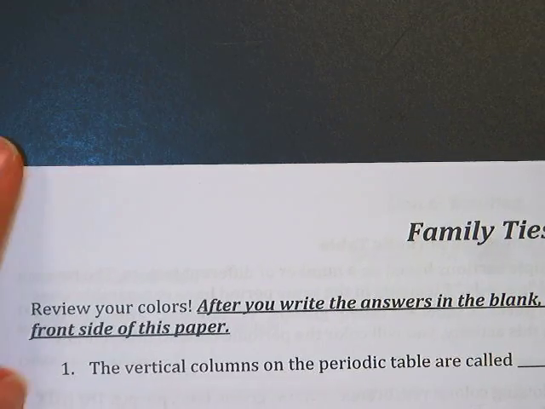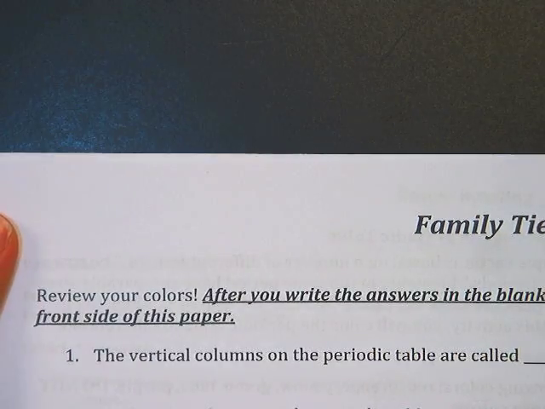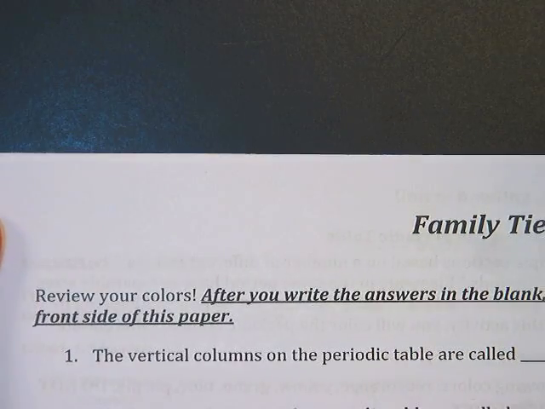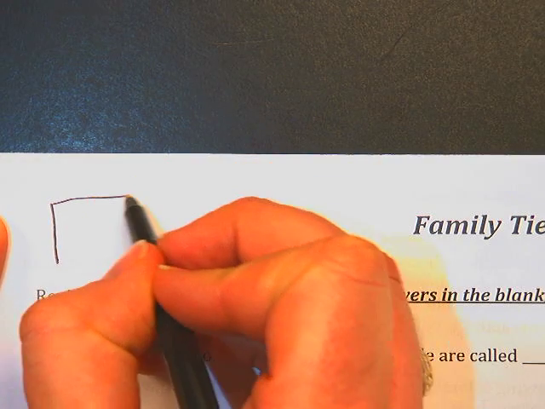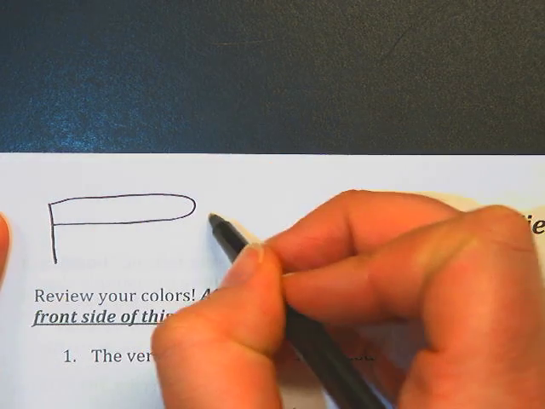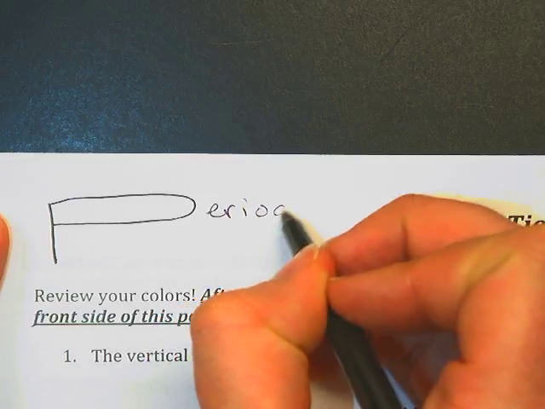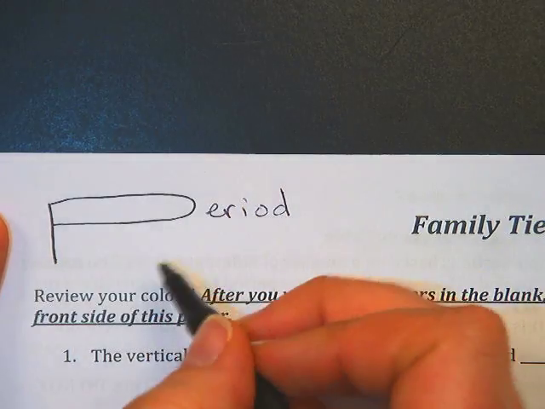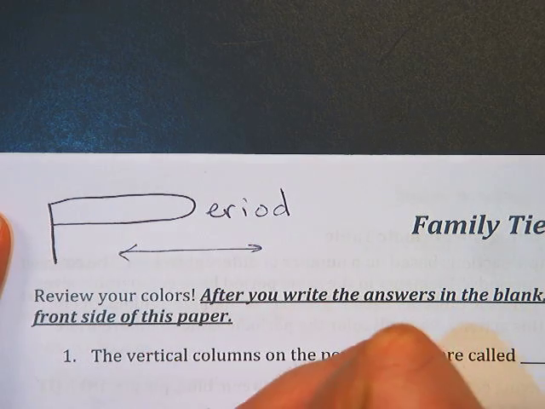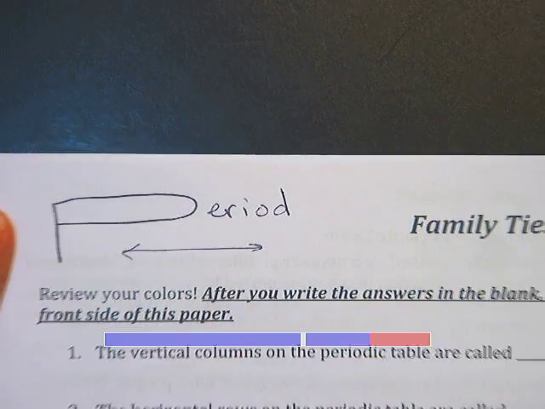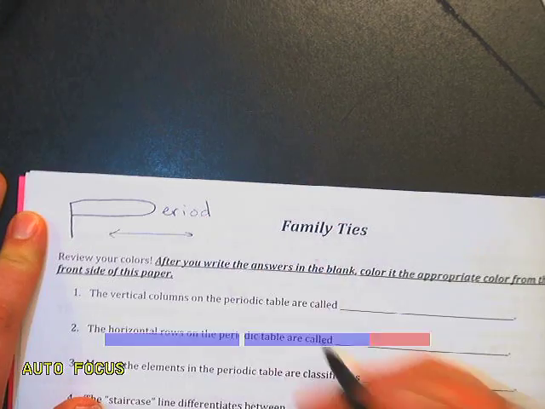Okay. Here's a trick to remember which ones are periods and which ones are groups or families. If you write the word period, you can write the P really long, because the periods are the across ones, the rows. That can help you remember that the periods are the rows.